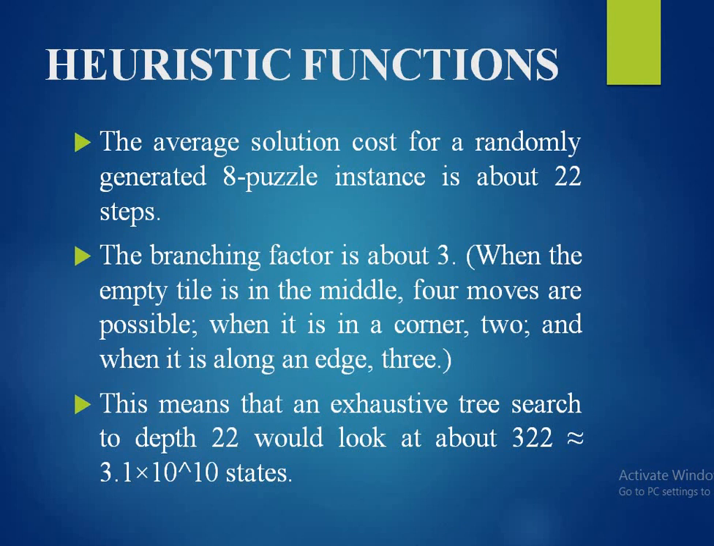The average solution cost for a randomly generated 8 puzzle instance is about 22 steps. The branching factor is about 3. When the empty tile is in the middle, 4 moves are possible. When it is in a corner, 2, and when it is along an edge, 3 moves are possible.